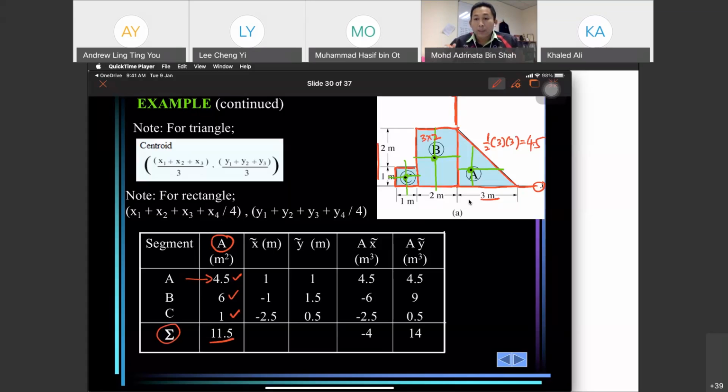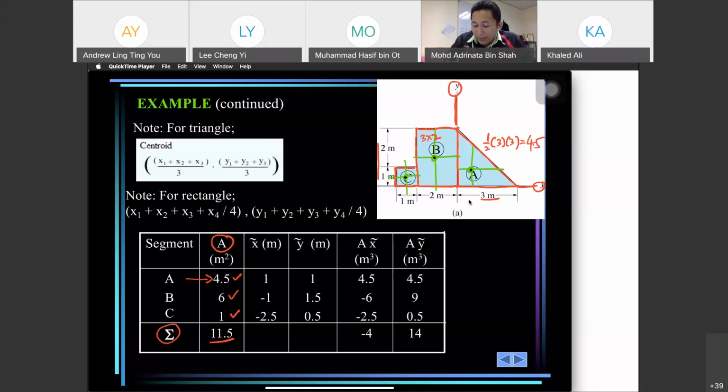This is the summation of A. Okay? And then we look at our X bar for each individual shape. This is our X, and this line is 0 for X. So from the first figure, figure A, this is 1/3 of the whole length. So 1/3 times 3, which is 1. So X bar for A is 1.